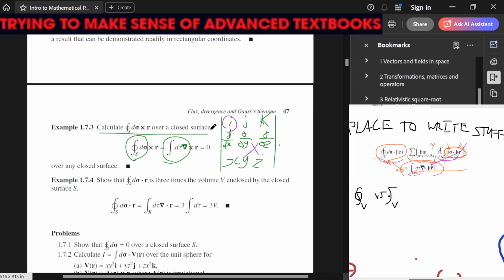What? Why is this 0? Does it have to do with this? Or maybe they cancel out because of how these two loops work. If this is going this way and this is going this way, this section cancels out. Calculate this equals this equals this. Thing cross r. Cross r.